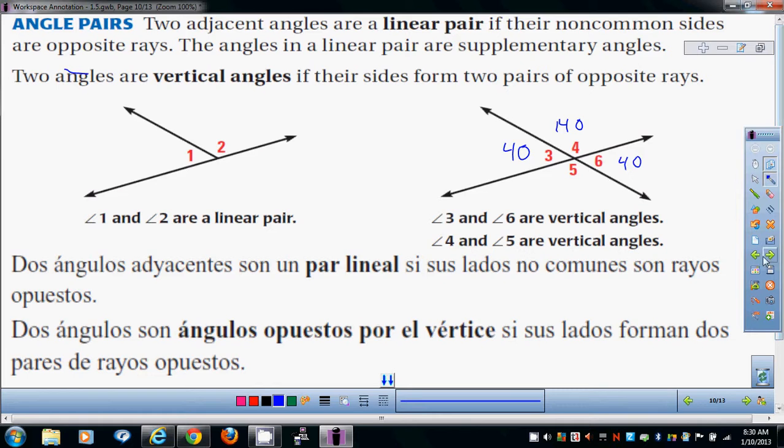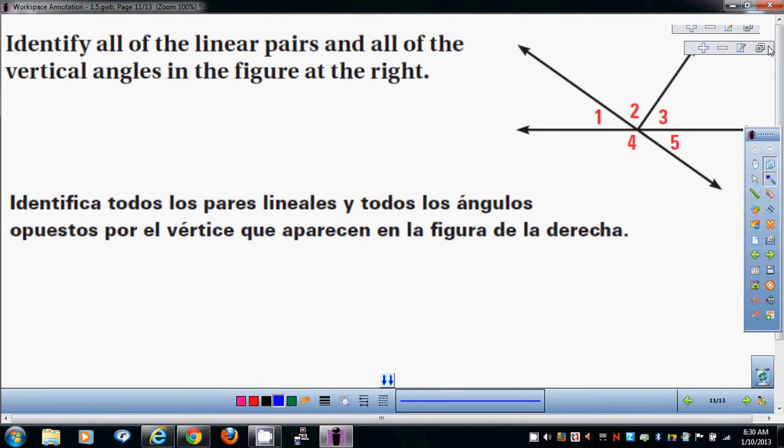Alrighty. So, here we go. Identify all of the linear pairs and all of the vertical angles in the picture. Now this is tricky because there's that extra arrow kind of throwing off some stuff. Thank you, sir. You want to take a stab at it? What are you giving me? A linear pair or vertical angle? Well, thank you for speaking up.